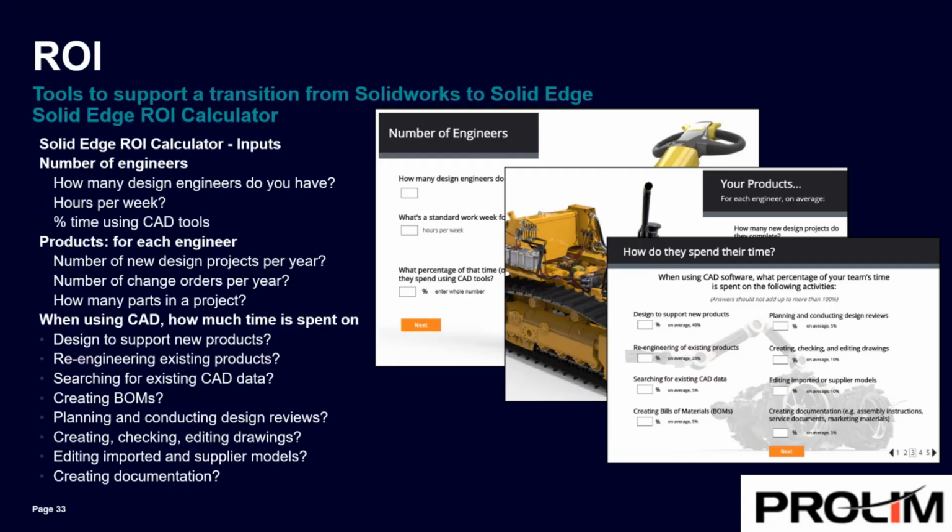And then for each engineer, we'll break it down and say what's the number of new design projects that each engineer does per year, the number of change orders that they process each year, and then how many parts are in their project. So we can look at that section too.